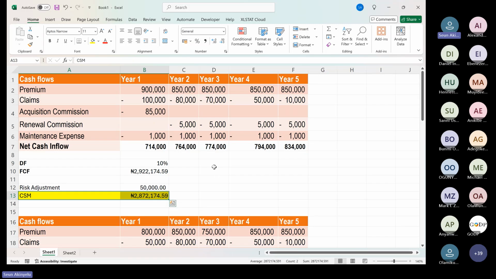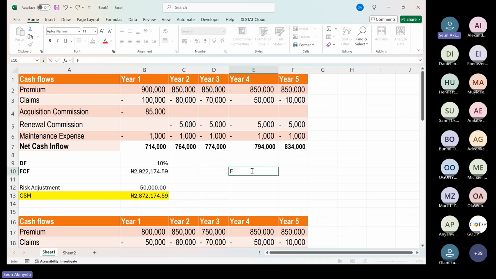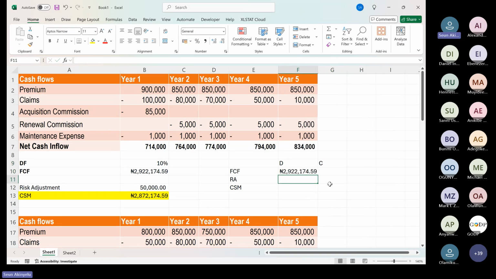Let me try to put it in a simple accounting entry for you. That means I have fulfillment cash flow, I have risk adjustment, and I have CSM. So that means debit, credit. Fulfillment cash flow is a debit because it's a receivable. Risk adjustment is reducing it, and CSM as at that date will be this amount. This is the initial recognition at the very beginning.